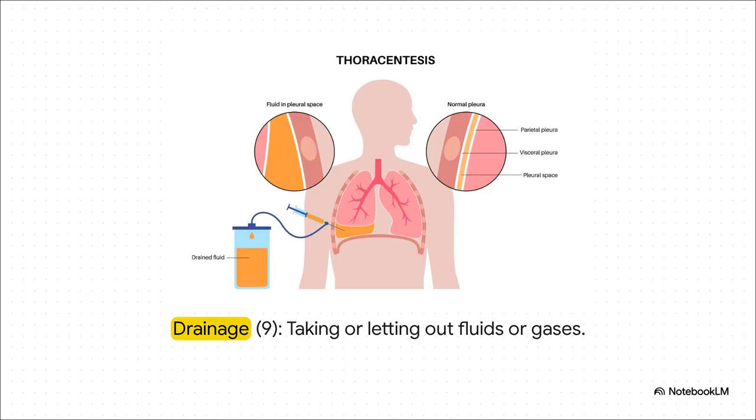The most common one you'll see here is drainage, character 9. This is exactly what it sounds like, taking or letting out fluids and/or gases. So during a thoracentesis, fluid is being drained from the pleural space. And keep in mind, this can be coded for both diagnostic and therapeutic purposes, like a routine Foley catheter placement or an incision and drainage of an abscess. Both of those use the root operation drainage.